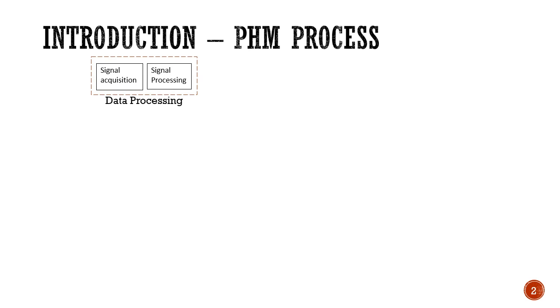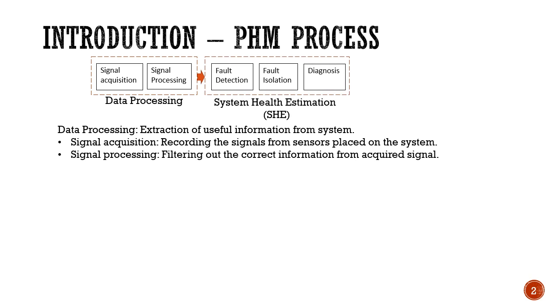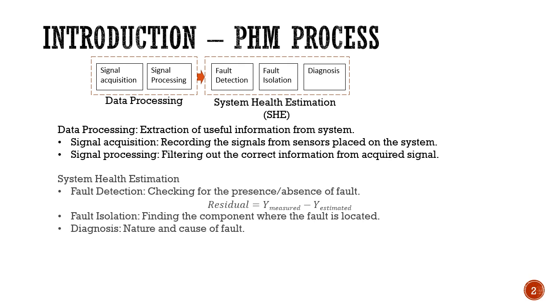Let us now understand the PHM process. The first part of the process is data processing, which deals with signal acquisition and signal processing. The next is system health estimation. System health estimation has three components: fault detection, isolation, and diagnosis. Fault detection deals with checking the presence or absence of fault. Isolation deals with locating the fault in the system, and diagnosis deals with finding the nature and cause of fault.